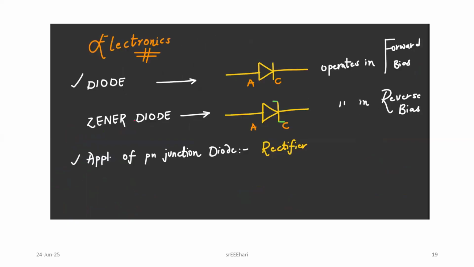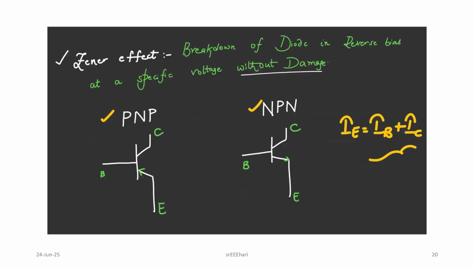Coming to the electronics point of view, the diode symbol is a crucial part, with anode and cathode, these two terminals. It operates only in forward bias, whereas a Zener diode we can operate in reverse bias. That's why the Zener diode has applications as a voltage regulator, maintaining a constant voltage. The PN junction diode is used as part of a rectifier. Zener effect: remember, the breakdown can occur at a specific voltage without creating any damage to the diode. That type of effect is called the Zener effect.